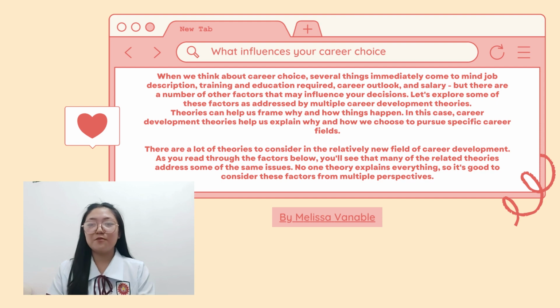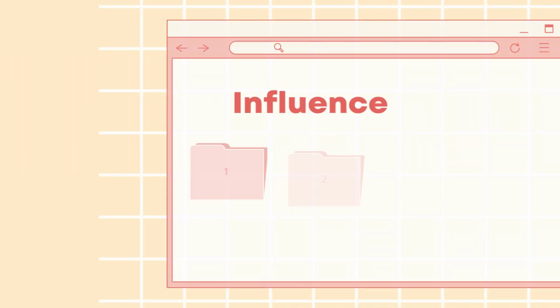Theories can help us frame why and how things happen. In this case, career development theories help us explain why and how we choose to pursue a specific career field. There are a lot of theories to consider in a relatively new field of career development. As we discuss the factors, you'll see that many of the relevant theories address some of the same issues. No one theory explains everything, so it's good to consider those factors from multiple perspectives.